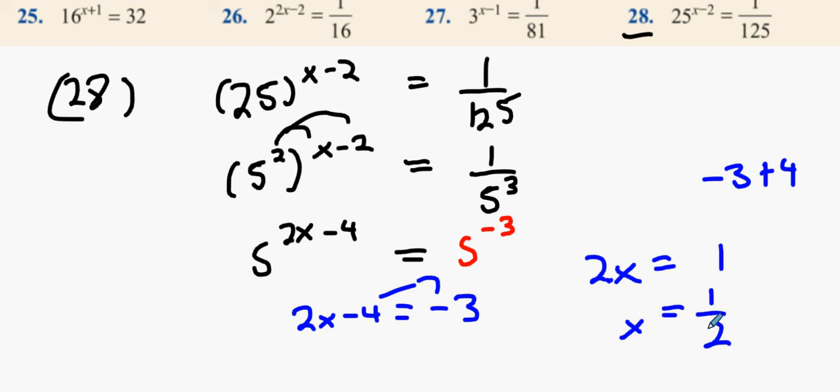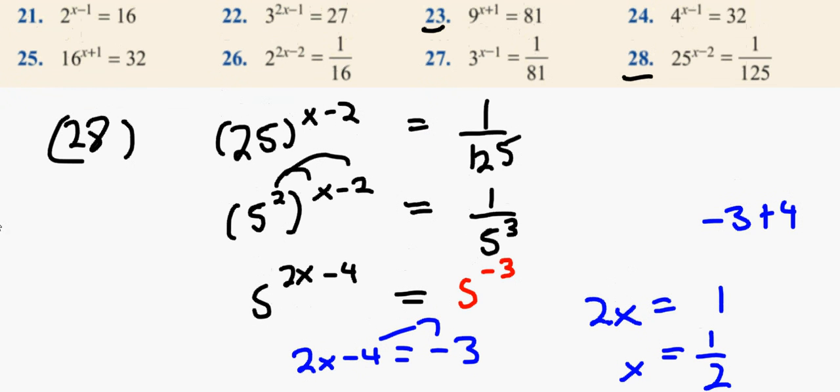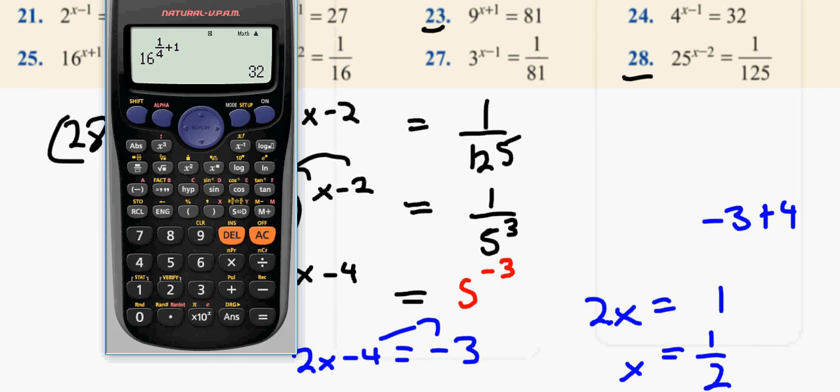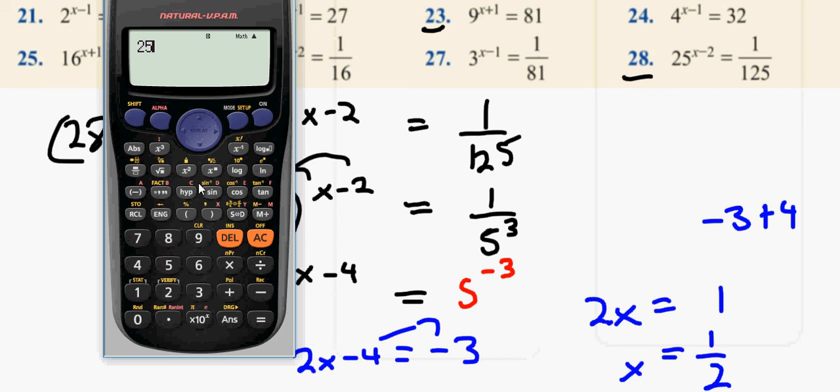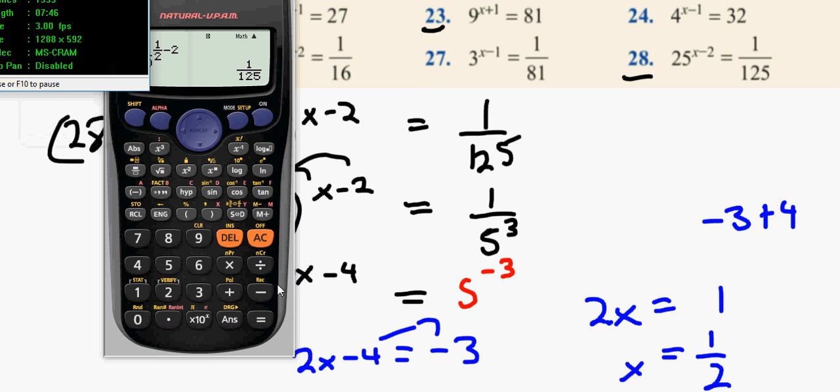How do I check my answer? What do I need to do to check my answer? Imagine this was a test and there was no back of the book. What would I do? 25 to the power of a half. And what do I put beside the half? Minus 2. And what answer am I expecting? 1 over 125. All day long. Alright. Dave.